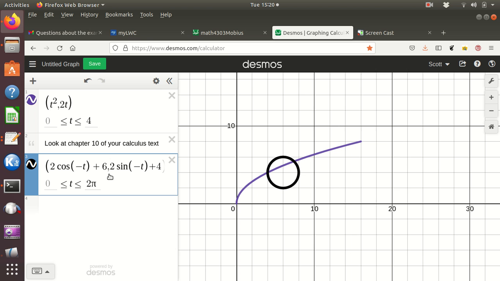Now it doesn't look any different. However, remember that went clockwise from right here. Now if I look at that, you see it's going counterclockwise now because the angles are negative. So I can change the orientation.